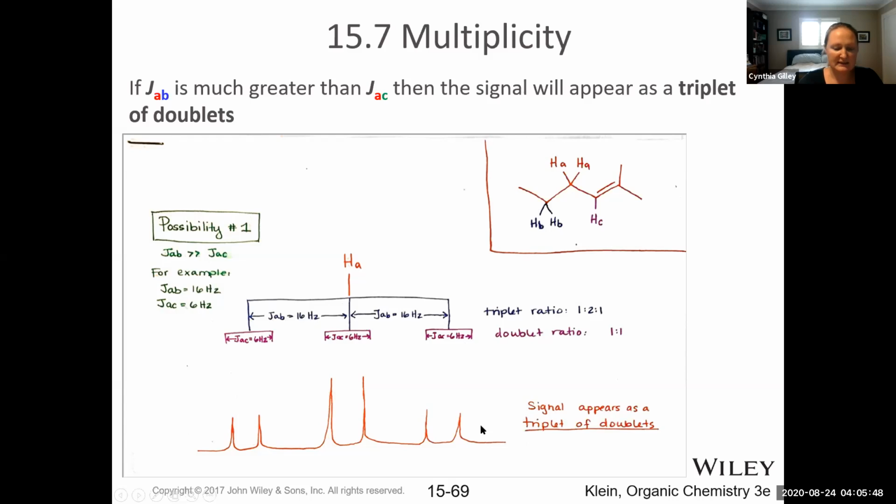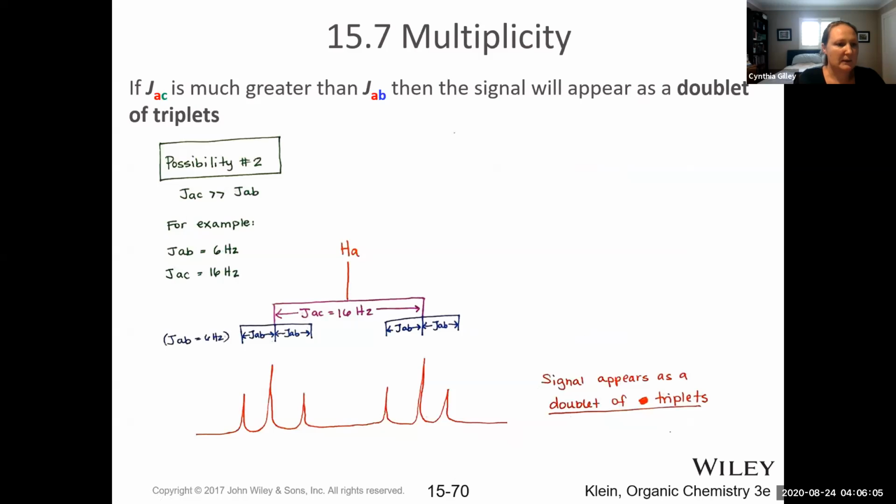And we call this type of signal a triplet of doublets. The way I think of it is there are 3 doublets, right? And this looks like 1, 2, 3 doublets. So a triplet of doublets. And a triplet of doublets is a complex splitting pattern. Let's look at another possibility.